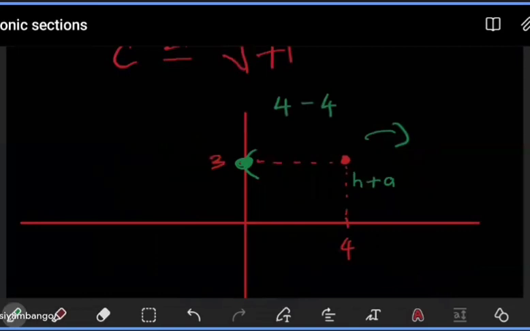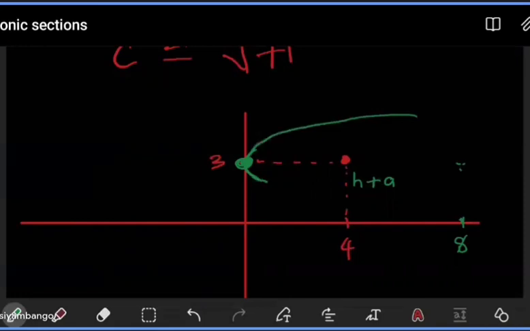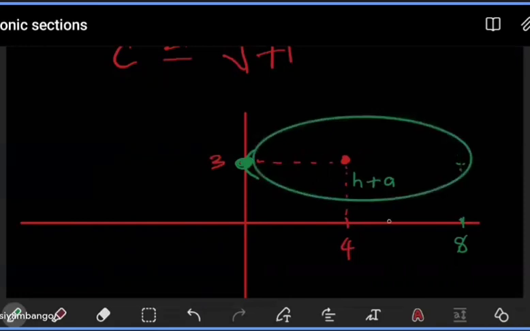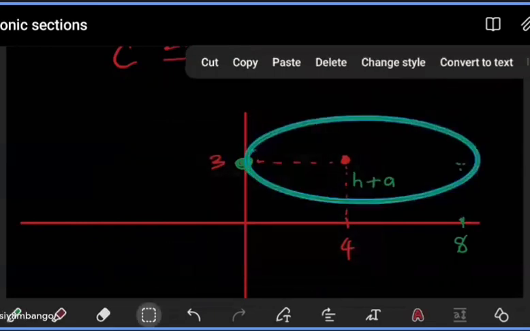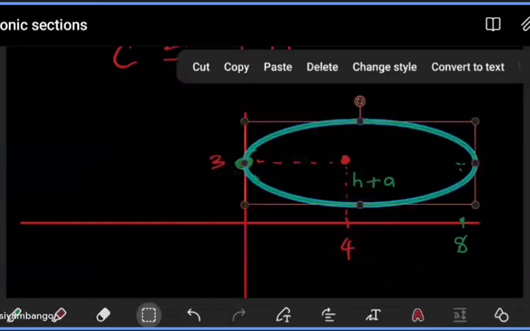In the same way, to find the next one, going to the right, H is 4 plus 4, it takes me to 8. So I know the other one will be at 8. So I know where the vertices are going to be. I know I'm dealing with something like this. So I know this is what I have.